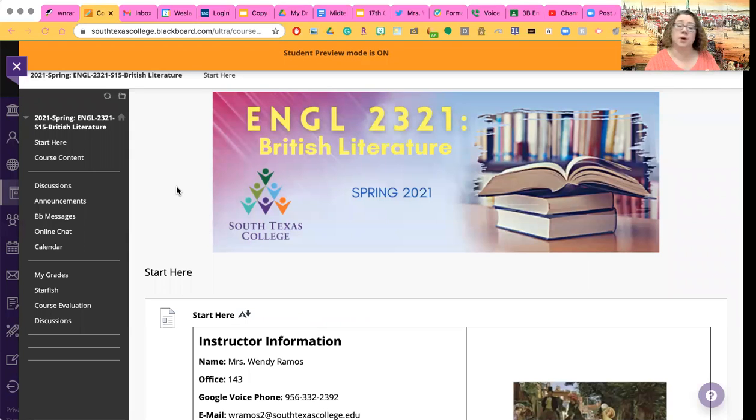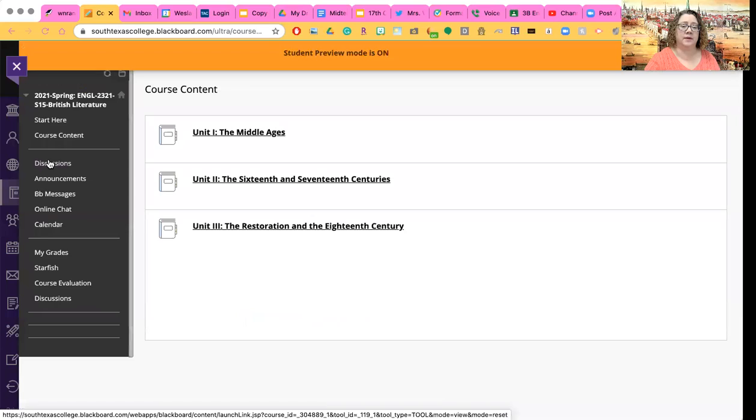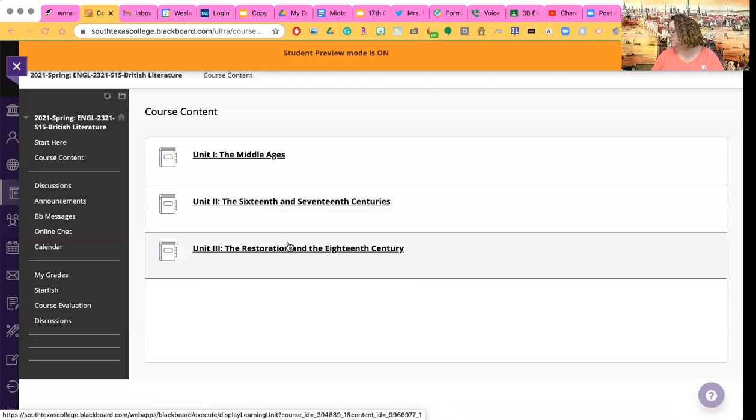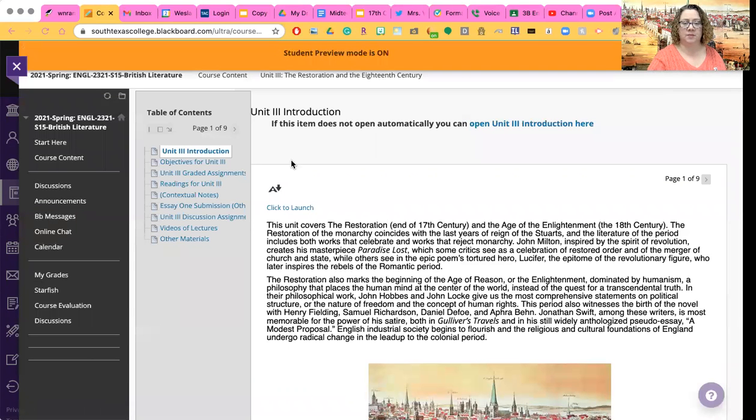On Blackboard, we have the new unit. So I'm going to walk you through that a little bit. This one popped up. I forgot my water over here. Hold on. I think I posted that on Saturday. So I want to walk you through this Unit 3. It's set up the same way as all of the other units. There's an introduction. You should read through all of that information.